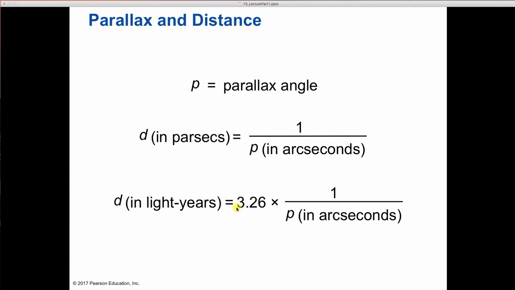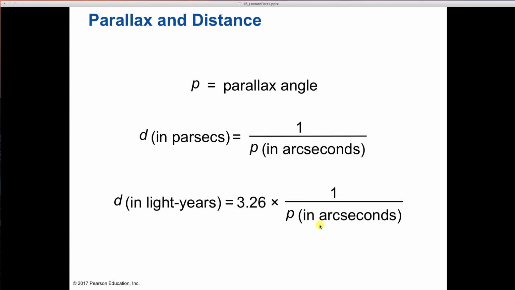1 parsec is also 3.26 light years. So if we want to calculate the distance in light years, we take 3.26 and multiply it by 1 over this angle in arc seconds, right? So the distance in parsecs is just 1 over the angle in arc seconds. The distance in light years is 3.26 times 1 over the angle in arc seconds.